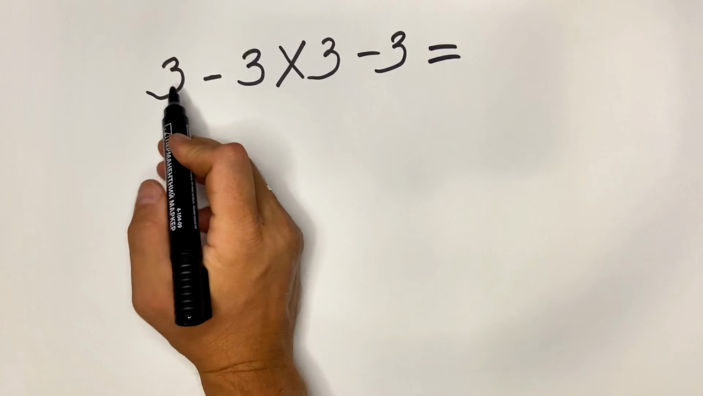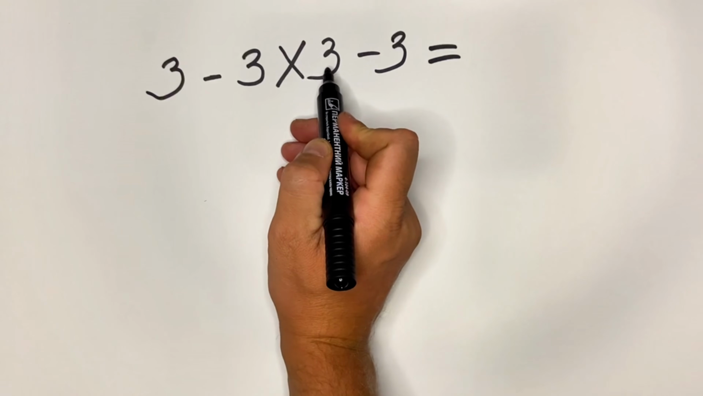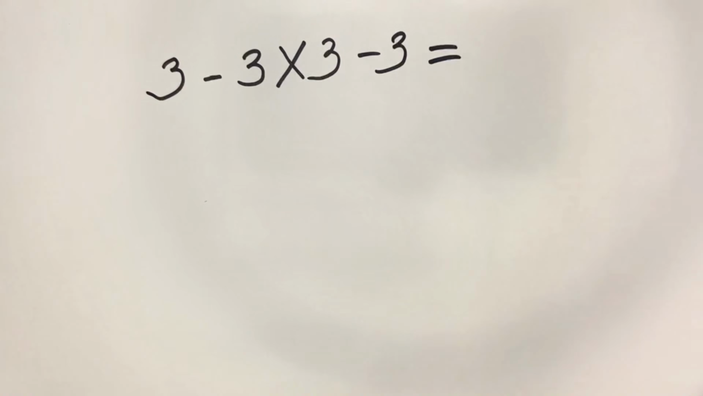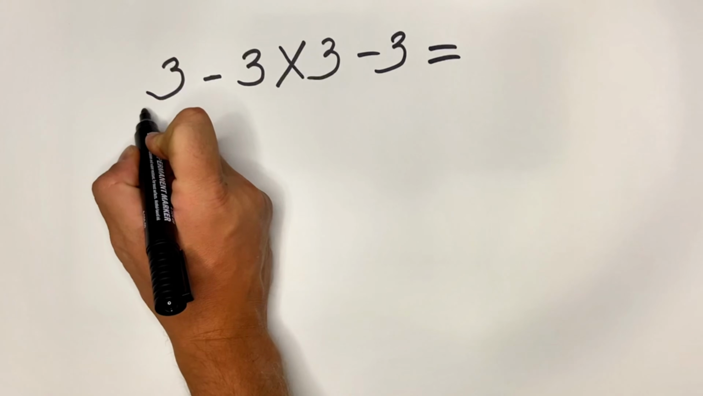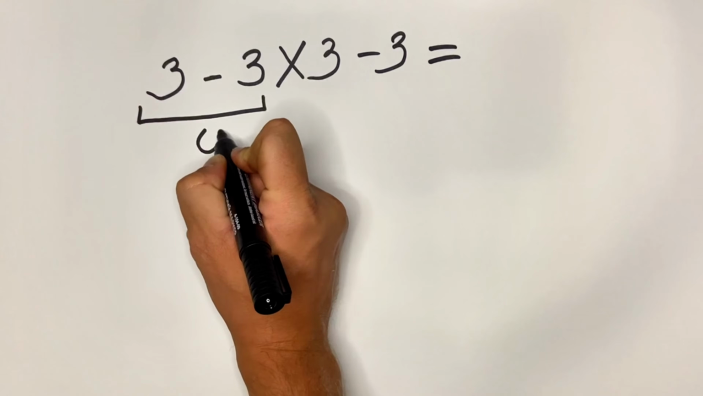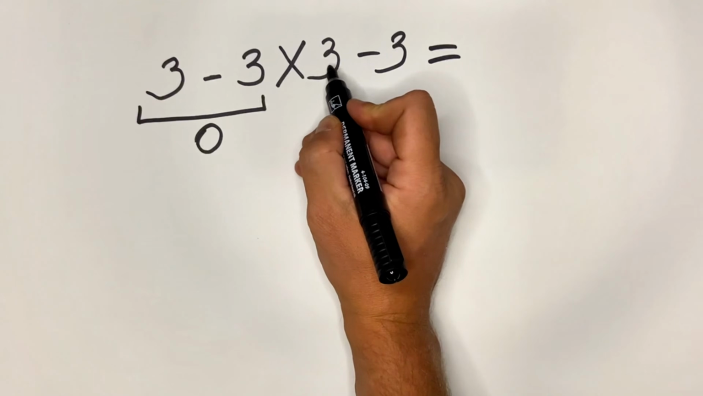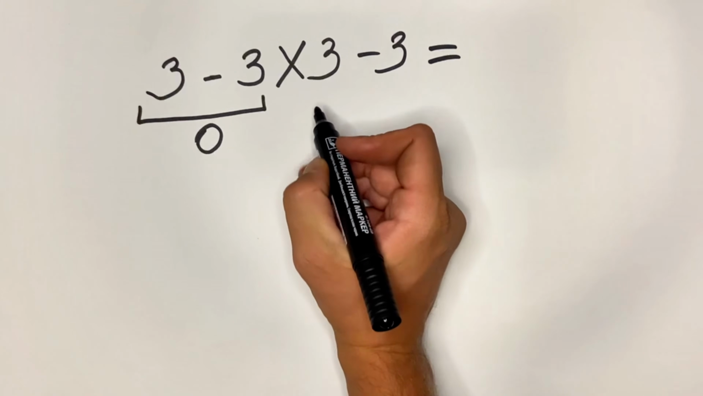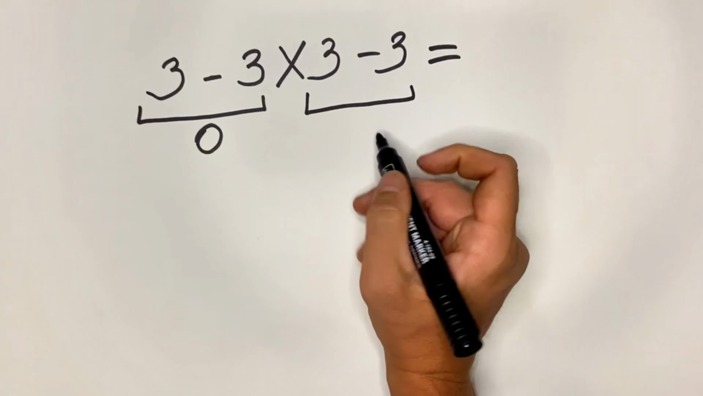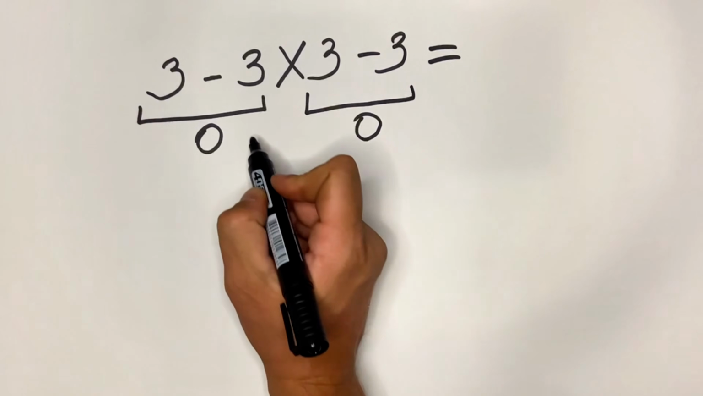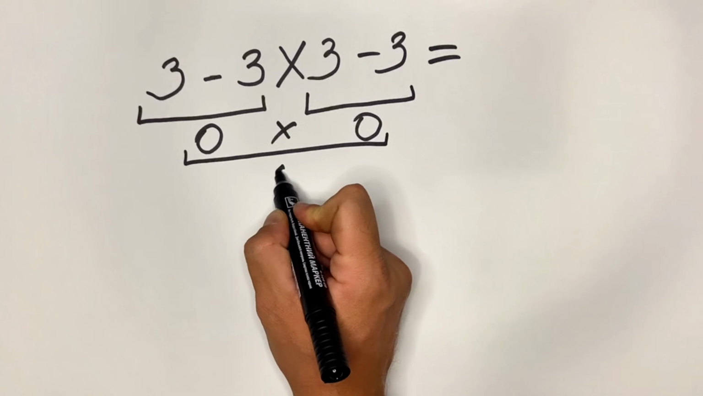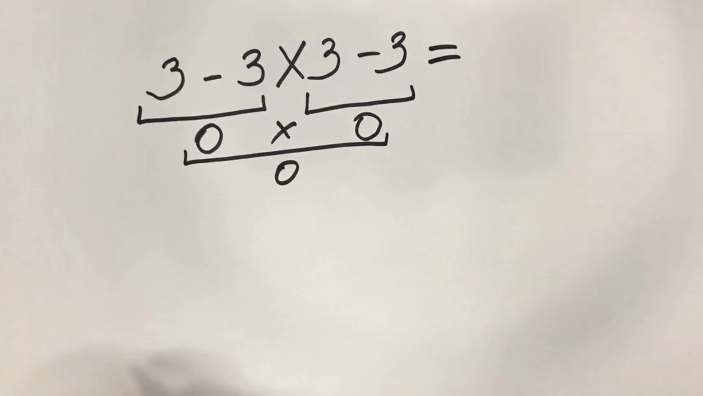Let's solve 3 minus 3 times 3 minus 3. If we work straight across, we get 3 minus 3, which equals 0. Then 3 minus 3 equals 0 as well. So finally, we have 0 times 0 equals 0, which is incorrect.